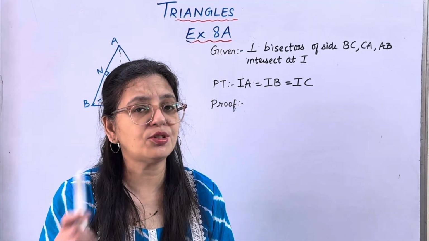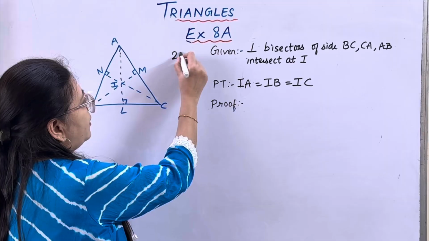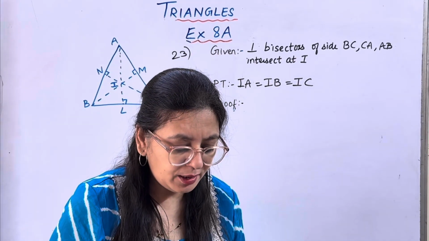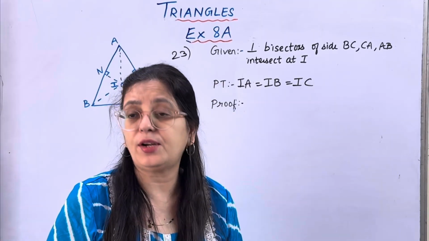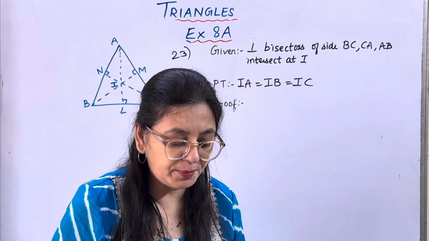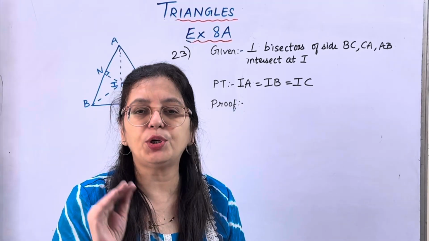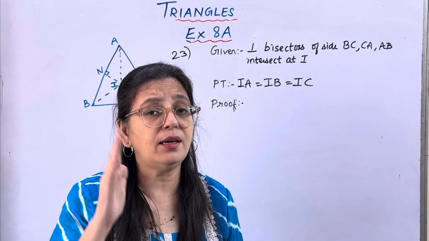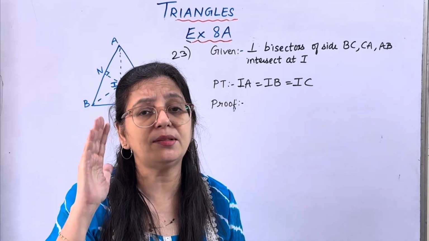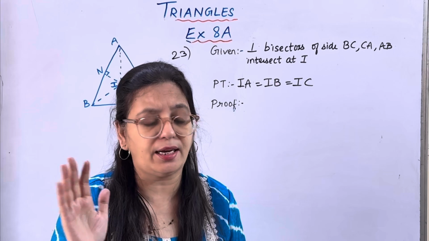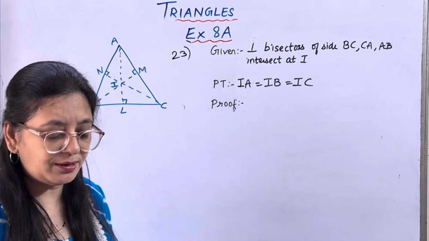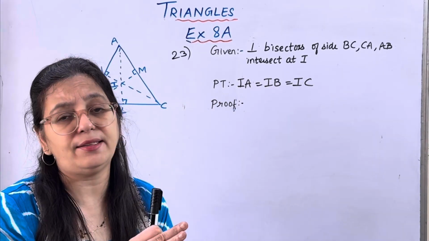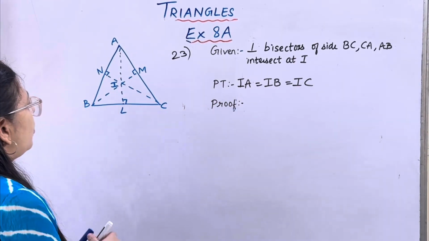Yes kids, coming to the last question of this exercise, question number 23. In the question it's given that the perpendicular bisectors of the sides of triangle ABC meet at I. First let's understand what you mean by perpendicular bisectors. Perpendicular means they are actually like a height, that means 90 degrees. They will cut the side at 90 degrees. Bisector means they cut the line segment into exact halves.